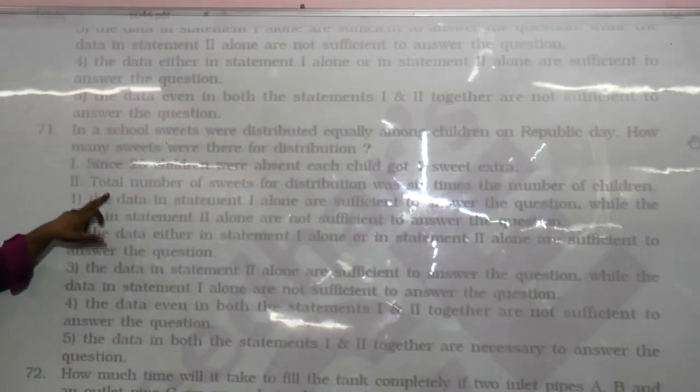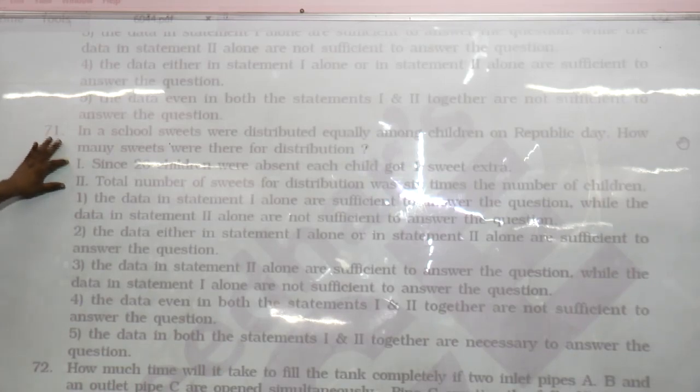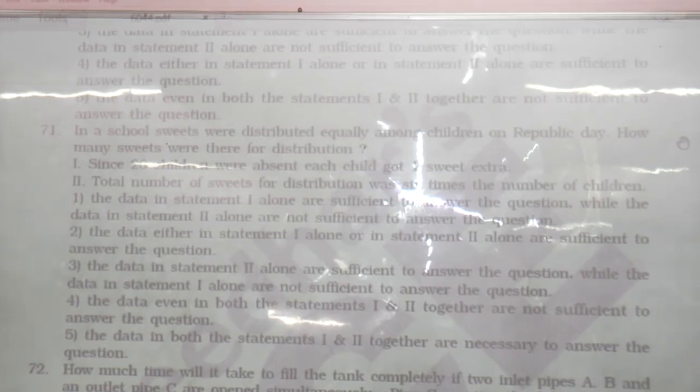See, because total number of sweets for distribution was 6 times the number of children. If you have x children, number of sweets were 6x. So each child is getting 6 sweets, right? So 2 alone is not sufficient to get the answer for this question. When you combine 1 and 2, will you get the answer? 1 and 2. Yes.